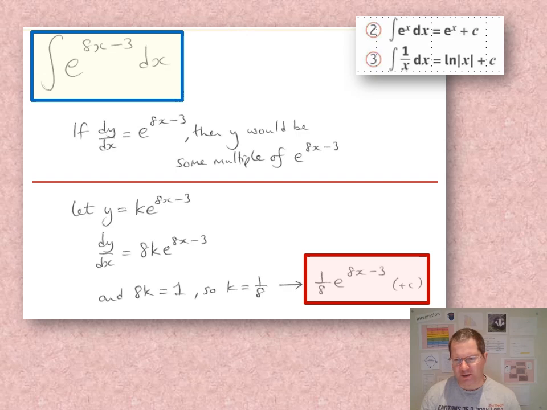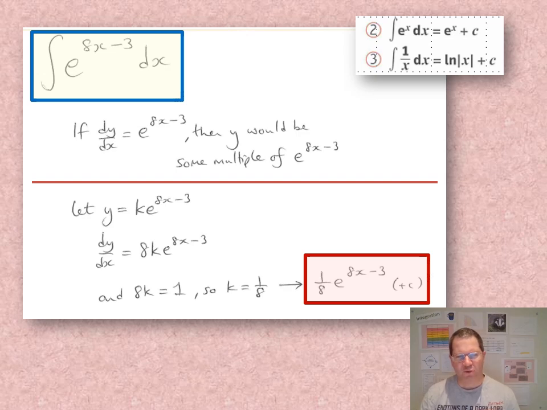Let's take a look at another example. This time we want to integrate e to the 8x minus 3 with respect to x, and we know, as it shows you top right, the integral of e to the x is e to the x. So if we've been given dy by dx equal to e to the 8x minus 3, then the integral y we would expect to be some multiple of e to the 8x minus 3, i.e. it's going to look the same because the integral of e to the x is e to the x.